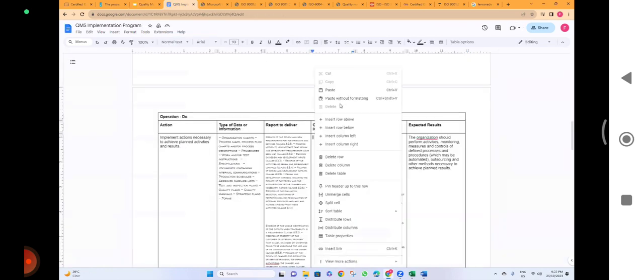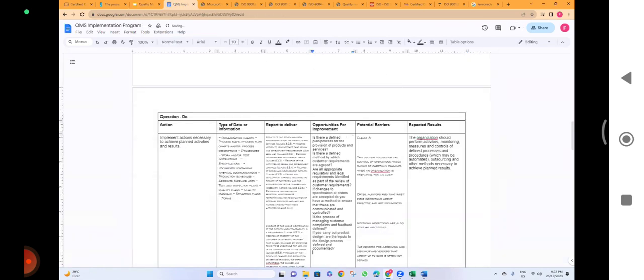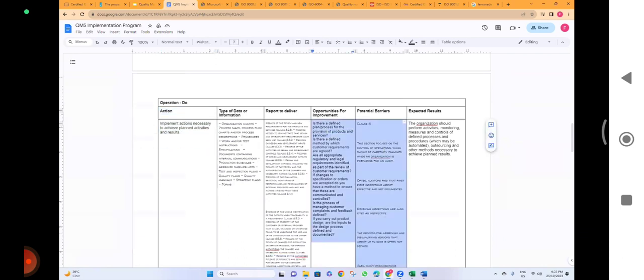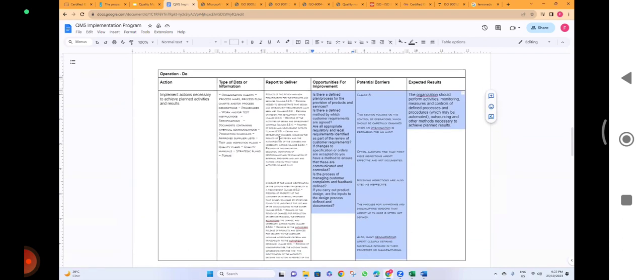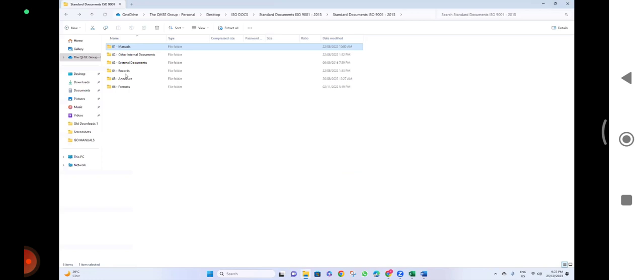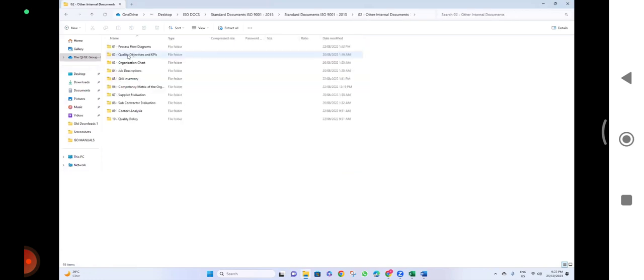So you're going to put here your opportunities for improvement, and how this is going to be done in your organization. It's basically going to be an exercise of carrying out this action using this type of data, have these reports with you so that you can have this opportunity for improvement. And of course, these reports and this deliverable, you can just come over to your toolkit.